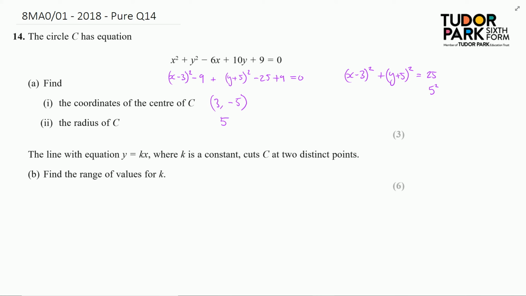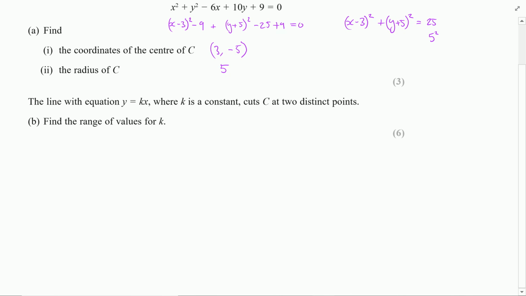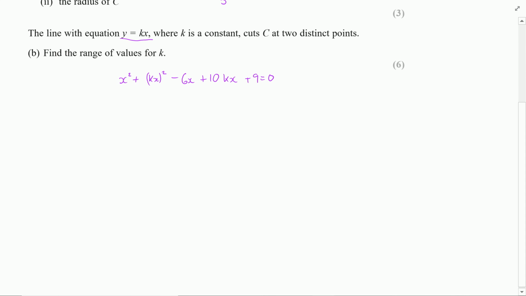For the second part of this, I'm solving a quadratic simultaneous equation. I've got an equation of a straight line, y equals kx, and I'm going to substitute that into one of my earlier equations. Now, I'm not going to use my completed square version, because all I would end up needing to do is to expand my equation to get back down to what they gave me originally. So I'm going to start from x squared plus, now I've got y is equal to kx, so I'm going to write that down as kx all squared minus 6x plus 10 lots of kx plus 9 equals 0. So let's then continue with this.